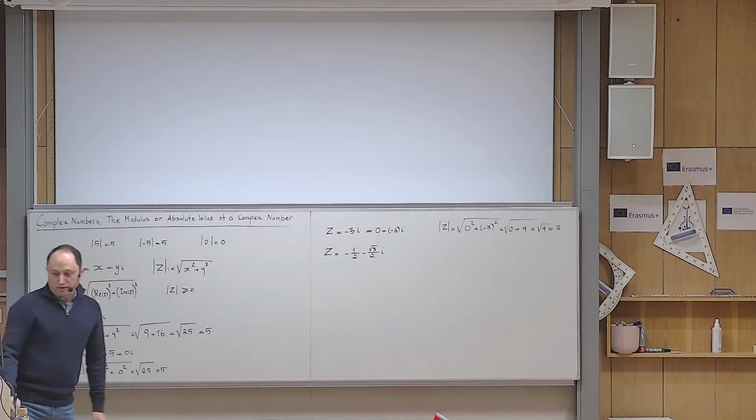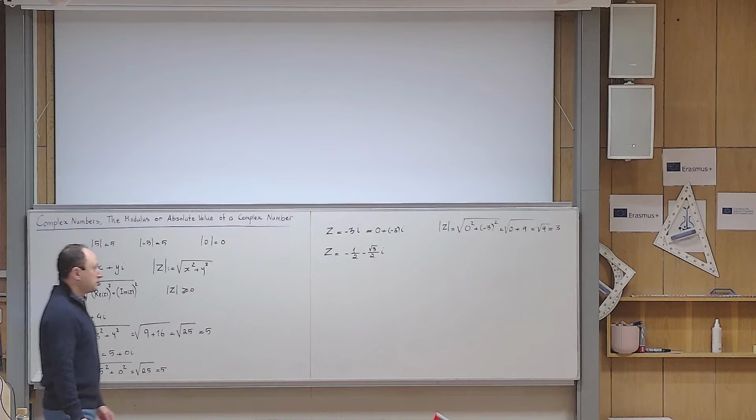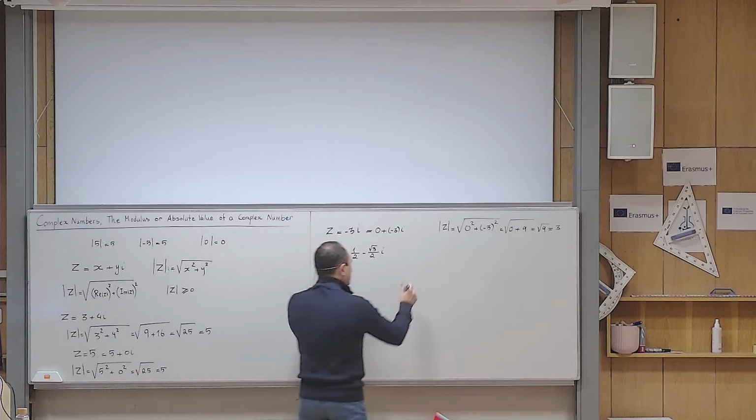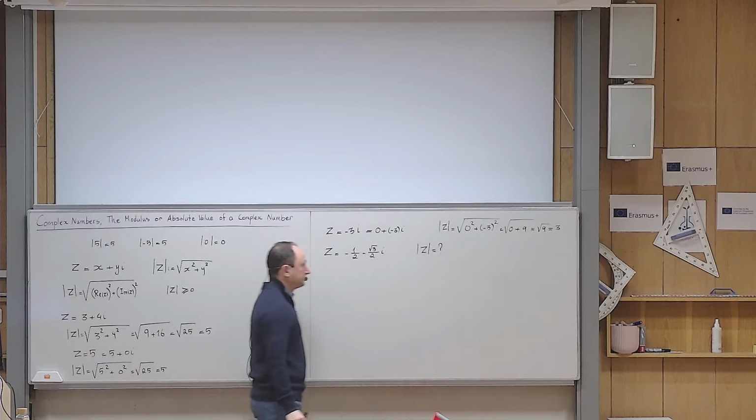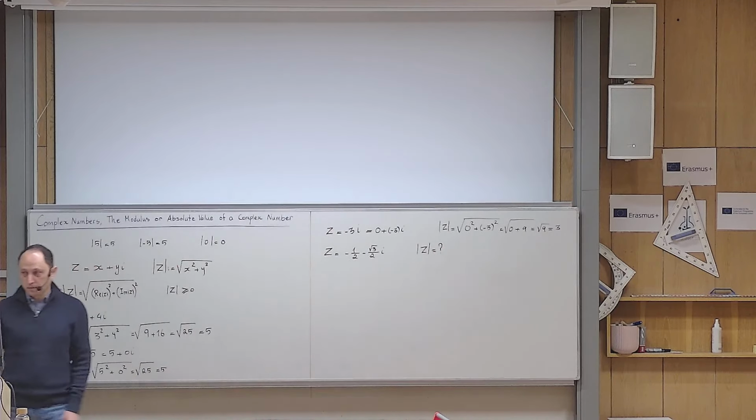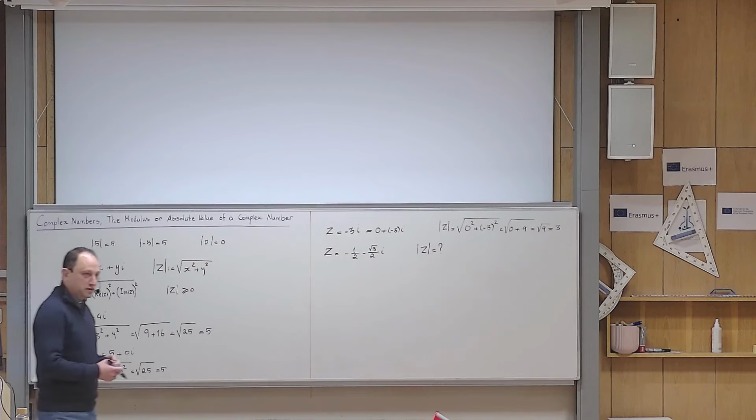Okay, I want to wait for you. It's a very simple exercise, but please do it. We want to find the absolute value of this complex number, yes? Okay, what is the answer? 1. Yes, the answer is 1.